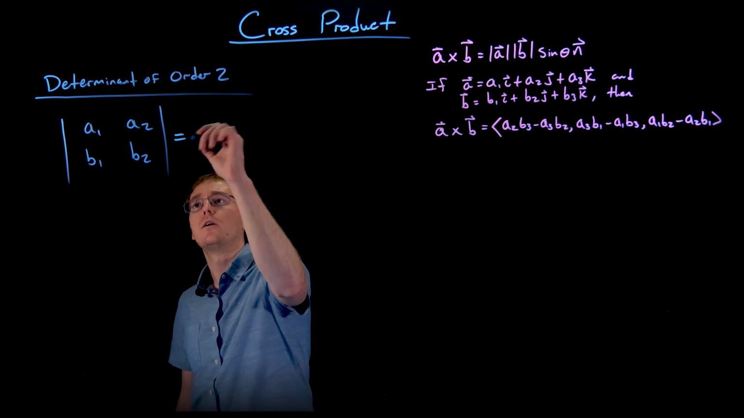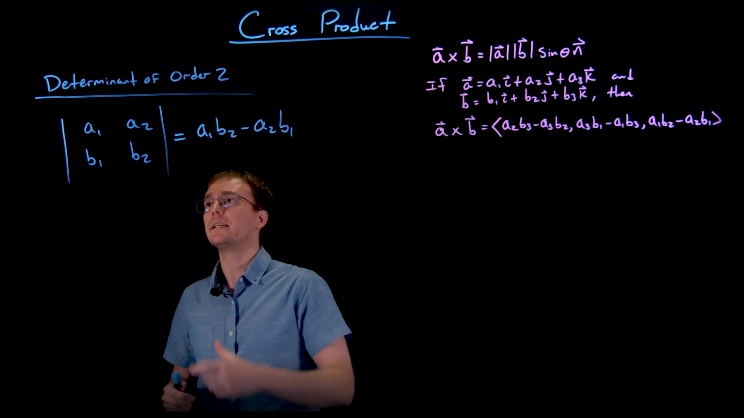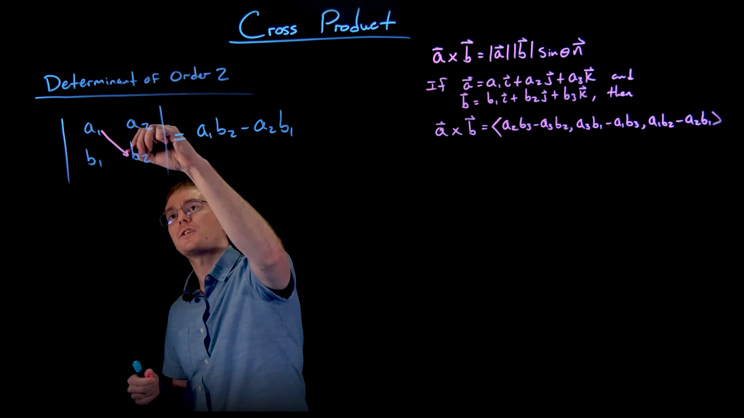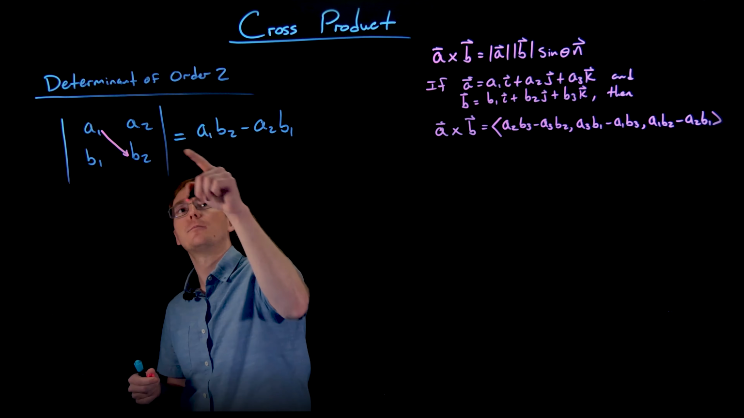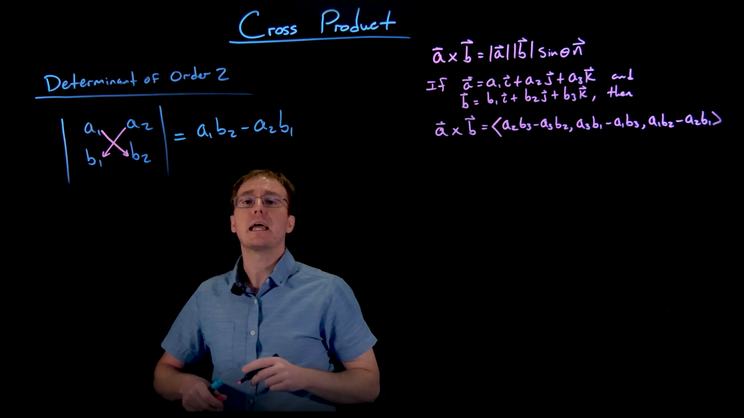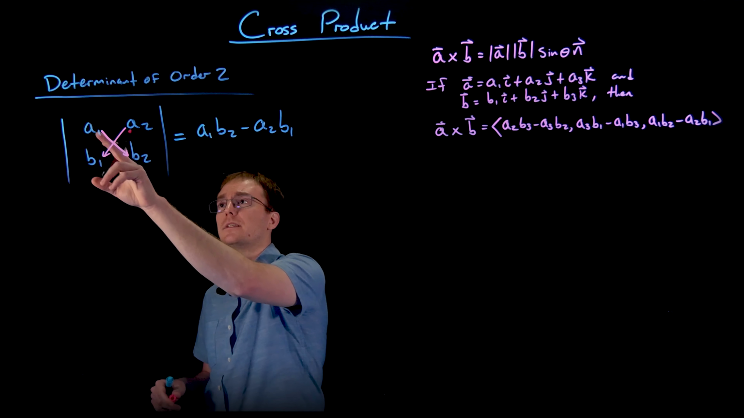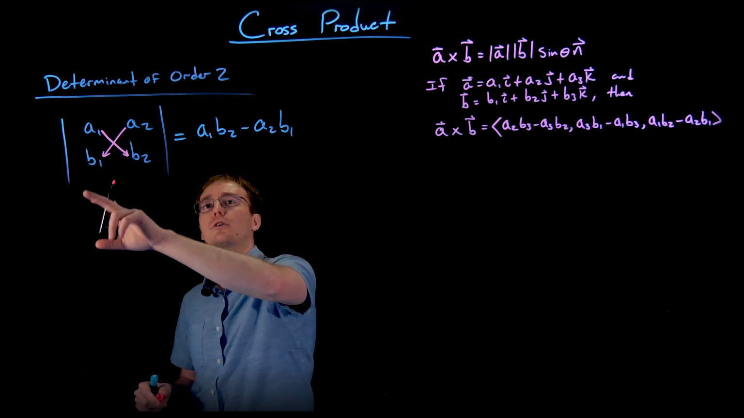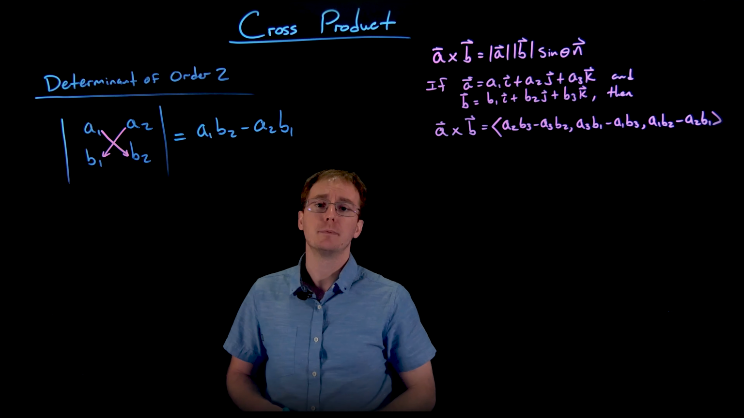a1b2 minus a2b1. An important observation that helps us remember how to evaluate this order 2 determinant is that the product of this right diagonal gives us our first term, a1 times b2, and the product of this left diagonal is going to give us a2 times b1. So it's like we take the right diagonal and then subtract away from it the left diagonal, and that'll give us a1b2 minus a2b1.